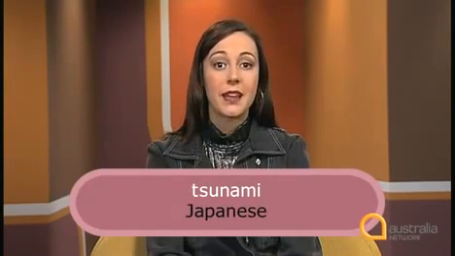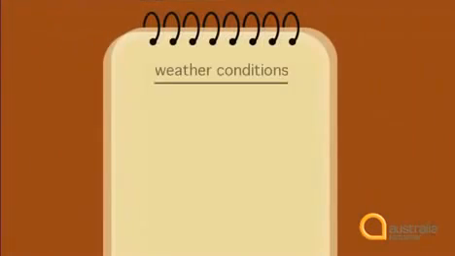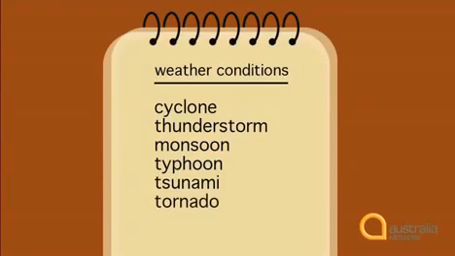Tsunami, a large destructive wave caused by an earthquake, is from the Japanese word meaning harbour wave. A tornado is a violent windstorm that circulates around a centre. It's from Spanish and it means turning storm. So in our glossary of words belonging to the field of weather conditions, we can include cyclone, thunderstorm, monsoon, typhoon, tsunami, and tornado.